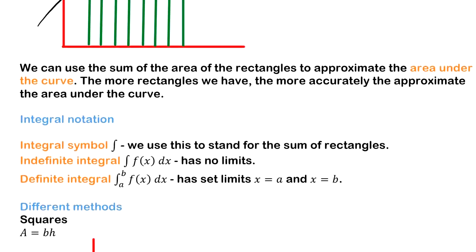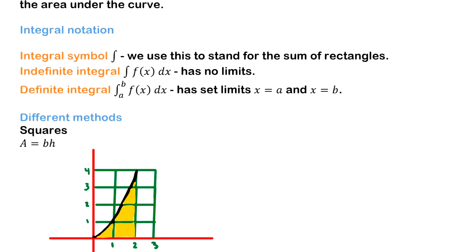Now, there are some symbols here that we need to get our heads around. The first is what we call the integral symbol, and it looks like an S because it stands for the sum of rectangles. Now, we have the indefinite integral, which has no limits. So it's the sum of the rectangles for some function of x. Now, we have a definite integral, which has a range. It has set limits of x equals a and x equals b. And these are shown on the integral symbol there.